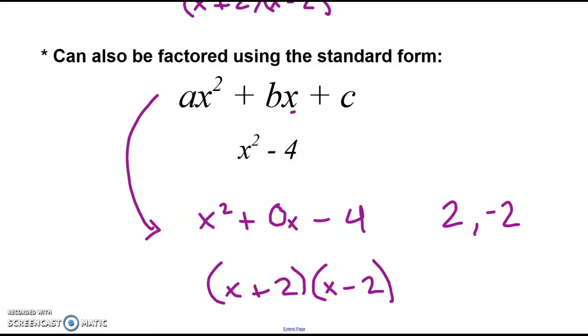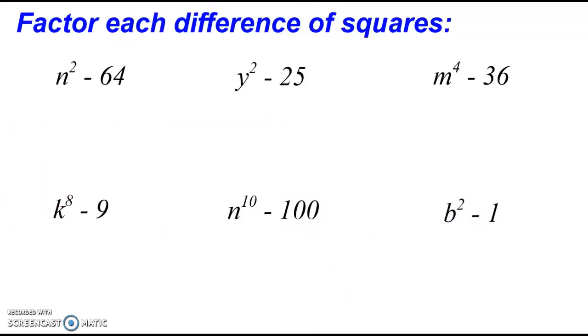Now, just a couple more examples of factoring a difference of squares, and then we'll call it good here. Here's another simple one. n squared minus 64. These are both perfect squares, and this is a difference. So this simply factors into n plus 8 times n minus 8, because 8 is the square root of 64.